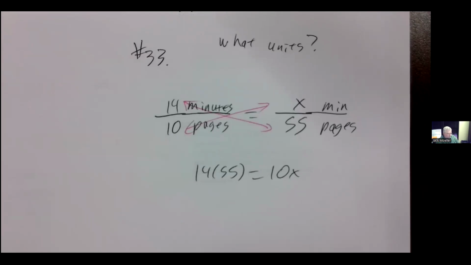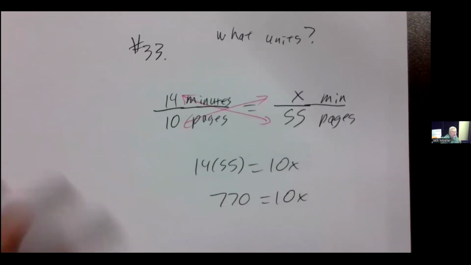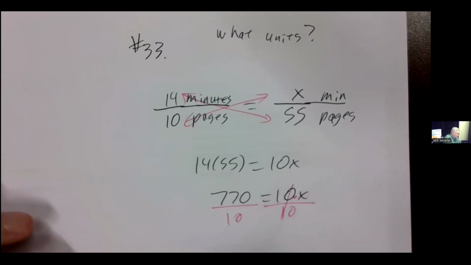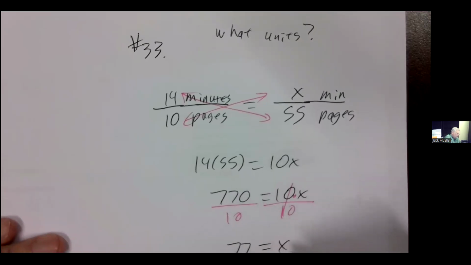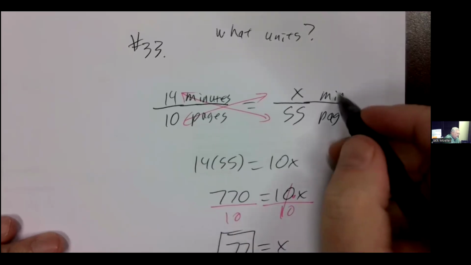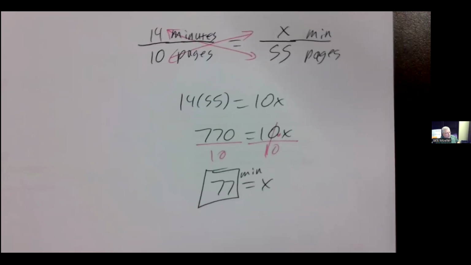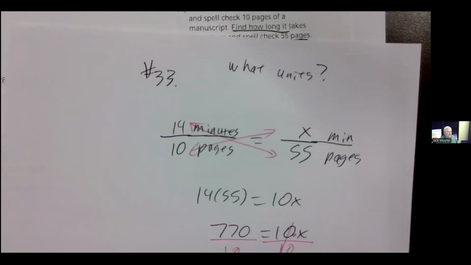Now we're right back to standard equations. All right, so 14 times 55 is 770, equals 10x. And as always, 10 times x, so we divide both sides by 10. So 77 equals x. And it's 77 minutes, which in MyMathLab, that minutes would be outside the answer box. All right, so pay attention to the units.